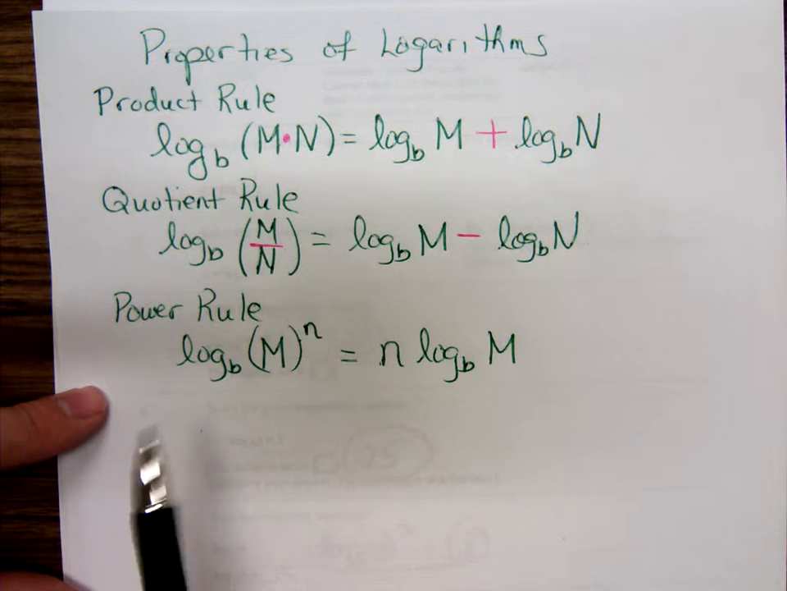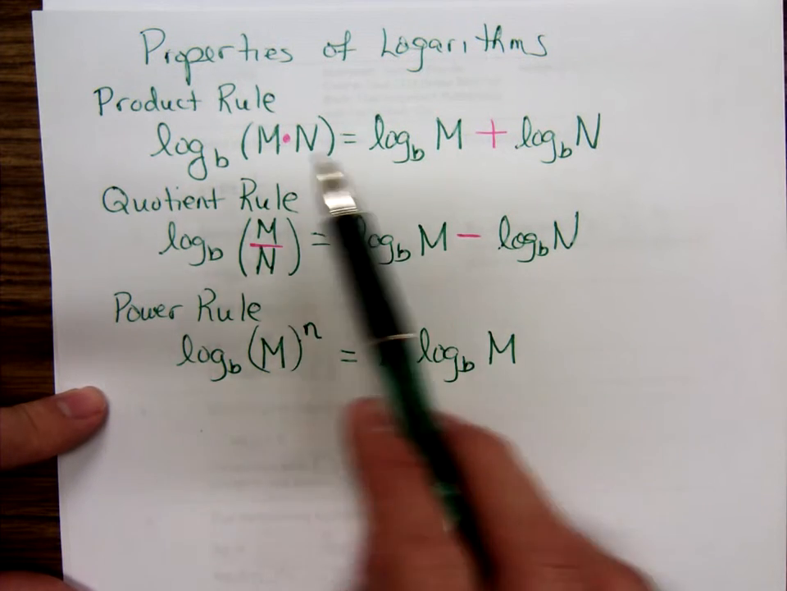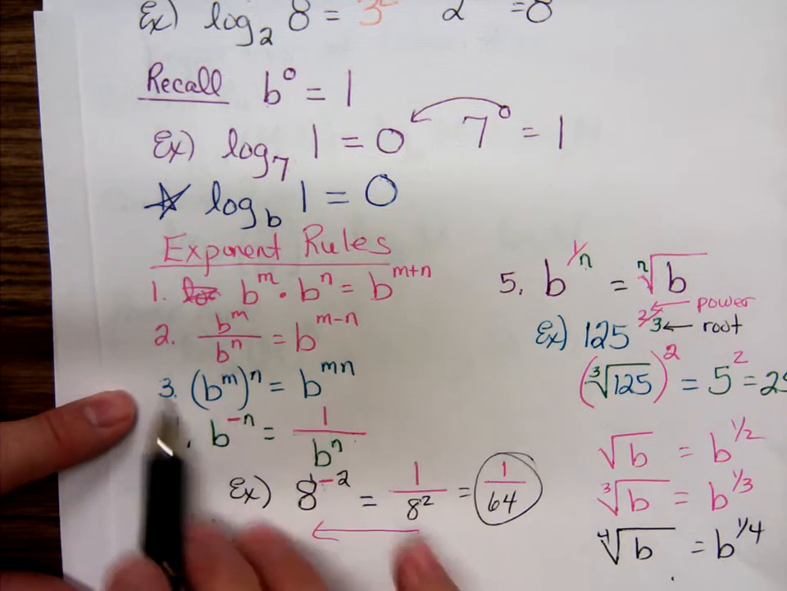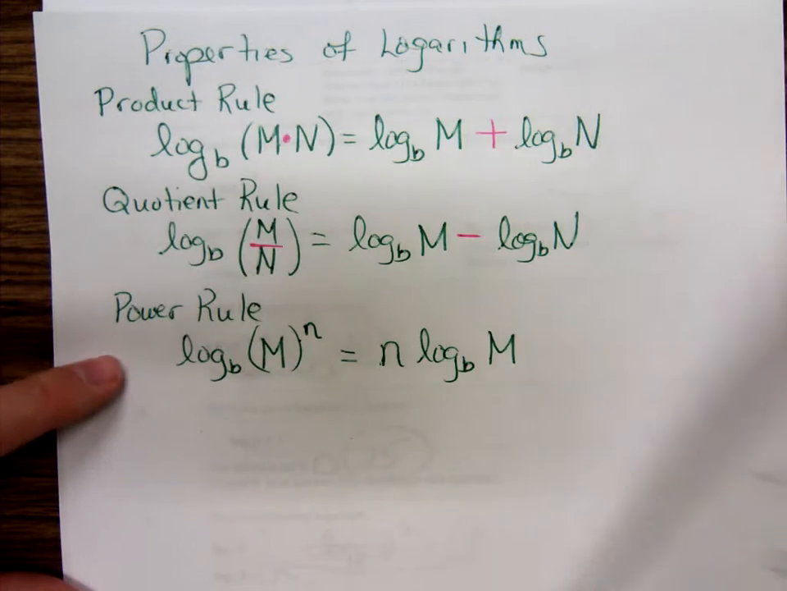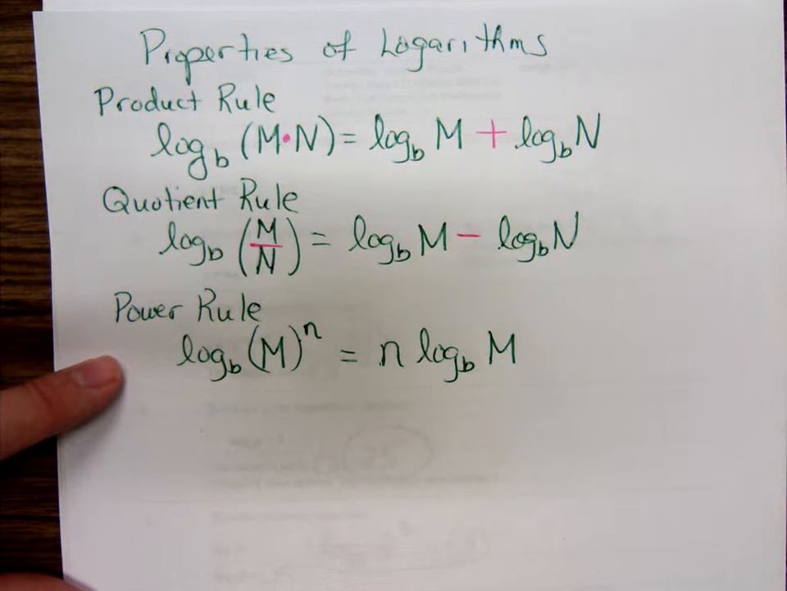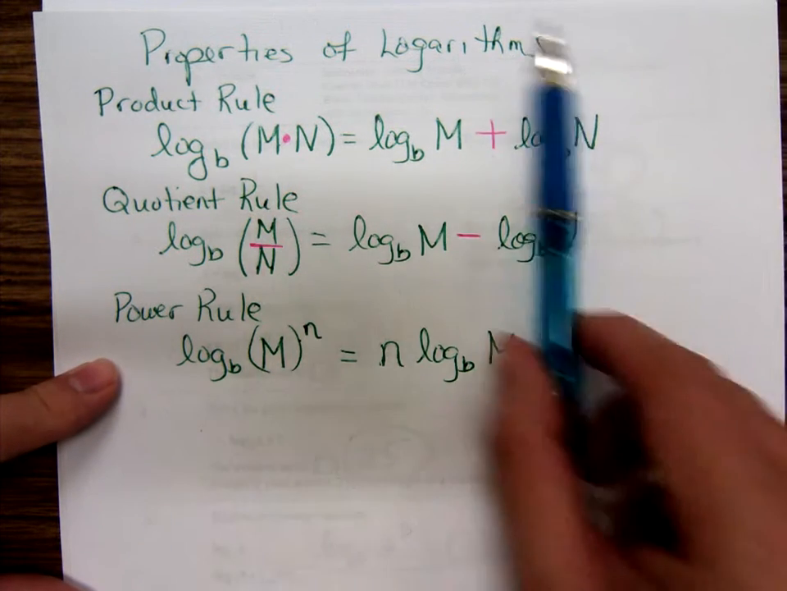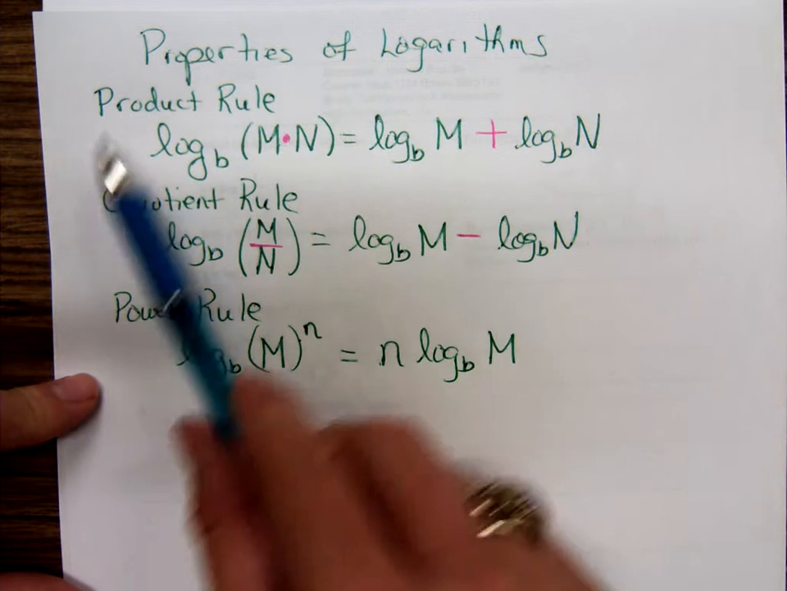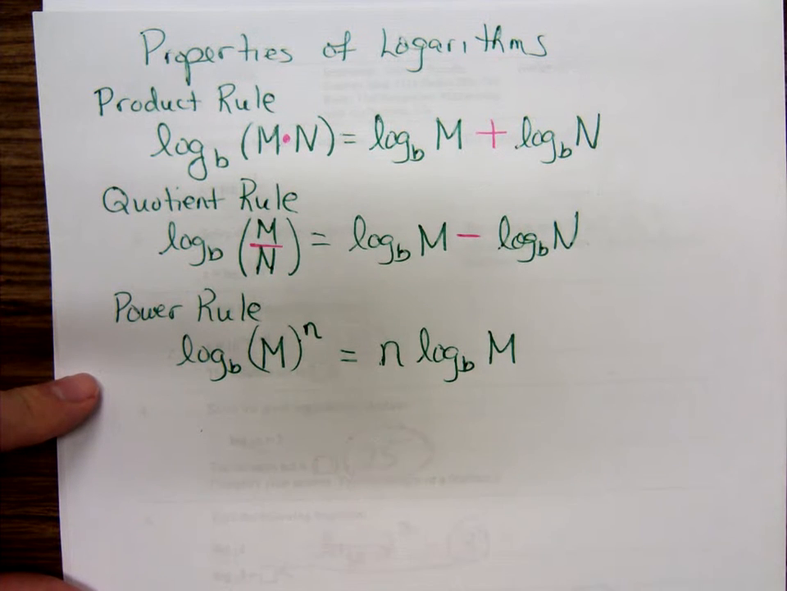Now, these rules follow primarily from these exponent rules here. And one day I might make a video justifying these rules. It's a nice little justification. I'm not sure, I'll see how much time I have. If I do, I'll make a separate video justifying these properties of logarithms. If not, you're just going to have to accept them, okay?